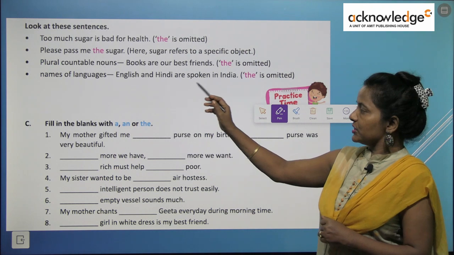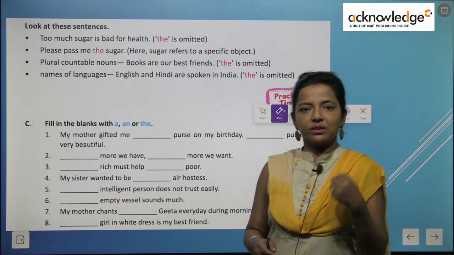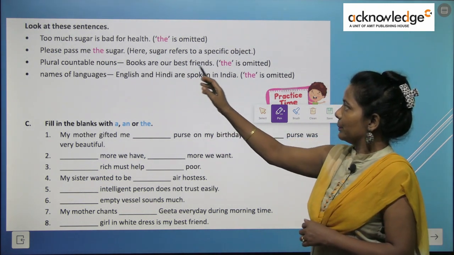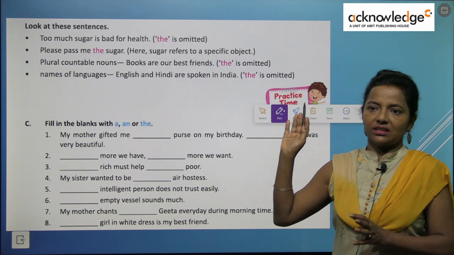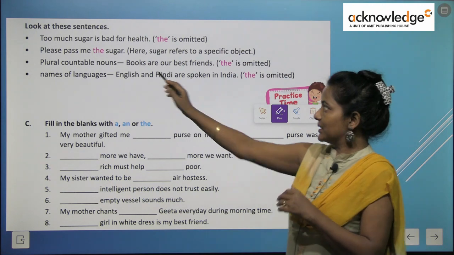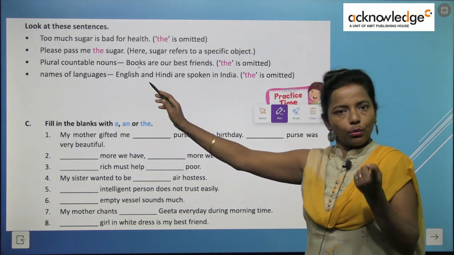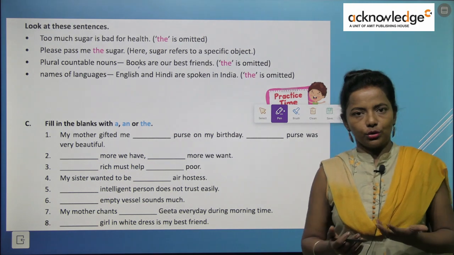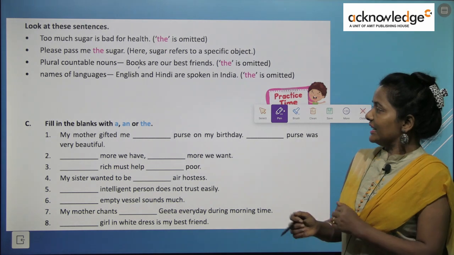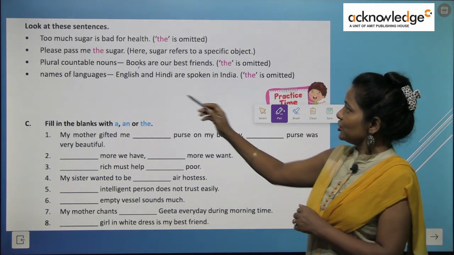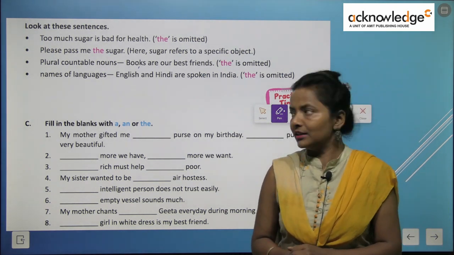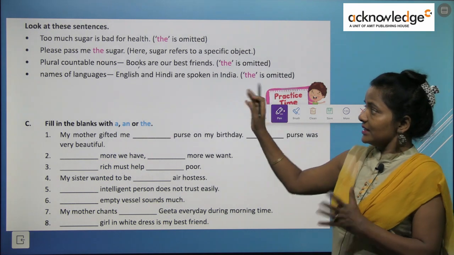Now plural countable nouns, the nouns which are used in plurals and they are countable also. Books are our best friends, the is omitted. इसमें द नहीं लगता है। जो प्लूरल काउंटेबल नाउन्स हैं उसमें द का यूज नहीं करते। Books plural है ना, more than one book, this is plural and we can count also, ये countable भी है। Now names of languages, English and Hindi. English and Hindi are spoken in India. Here we are not using the. Why? Because here the is omitted.